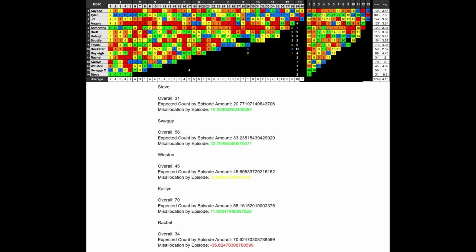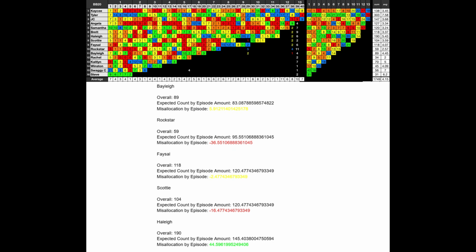Caitlin got 70 diary rooms, and her expected count by episode amount is 58.16, causing her to have a misallocation amount of 11.83, so she just made it over the balanced median. Rachel got 34 diary rooms, and her expected count by episode amount is 70.62, causing a misallocation of negative 36.62. This causes her to miss a bit more than half of the diary rooms that she needed in order to have an evenly distributed edit.